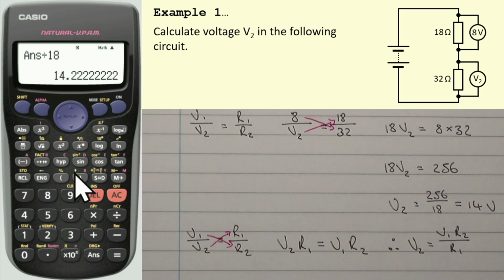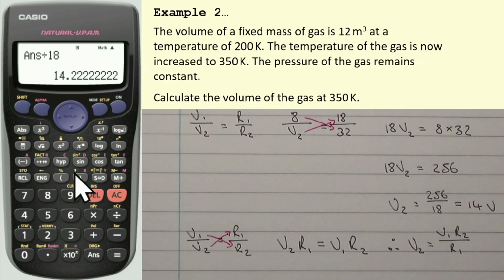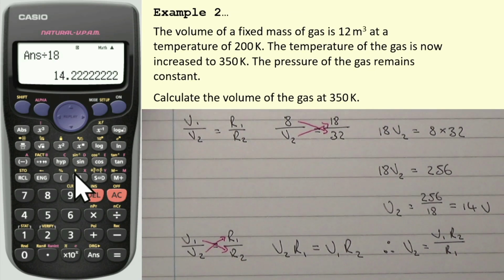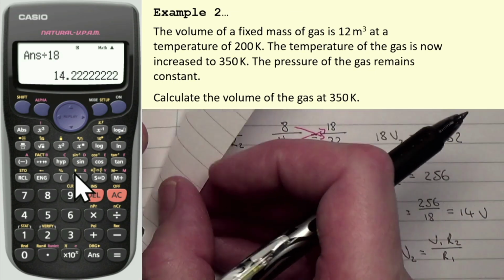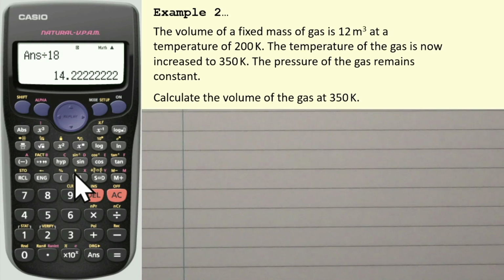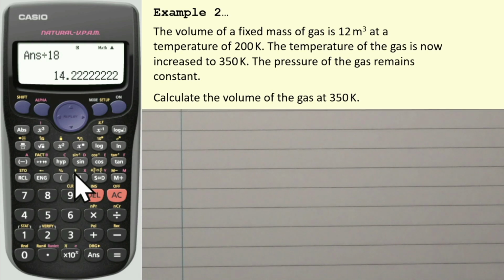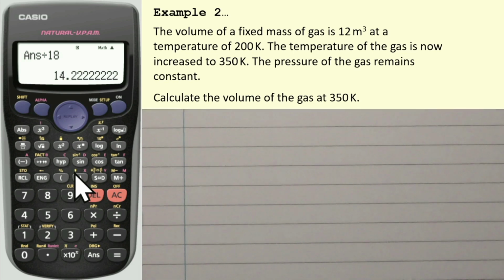Now, let's look at the second example. Second example looks like this. This is a gas laws question. I'll get myself a new piece of paper and move that down slightly. Now, what does it say? The volume of a fixed mass of gas is 12 meters cubed at a temperature of 200 Kelvin. The temperature of the gas is now increased to 350 Kelvin. The pressure of the gas remains constant. Calculate the volume of the gas at 350 Kelvin.